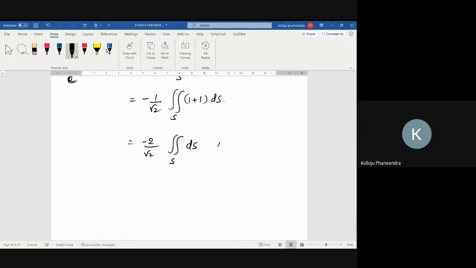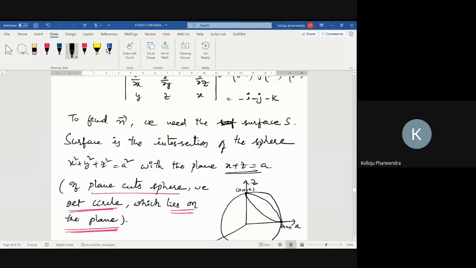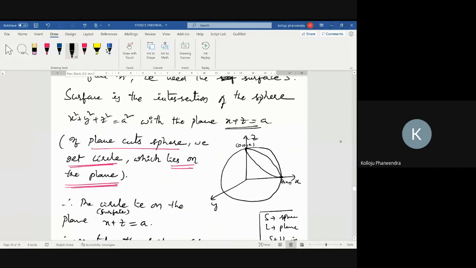Where S is the region, the surface or area of the circle. Area of the circle. Now in this figure, I need this area. Anyone?